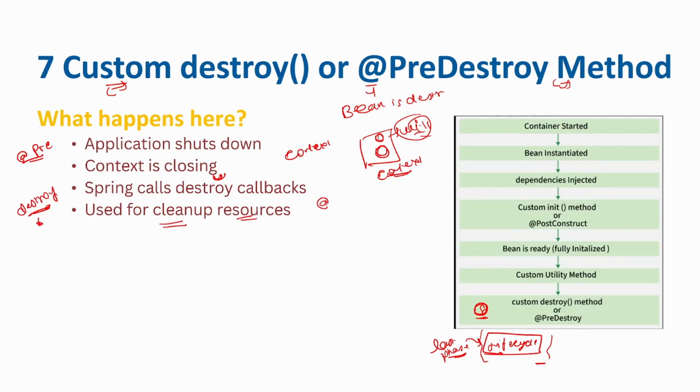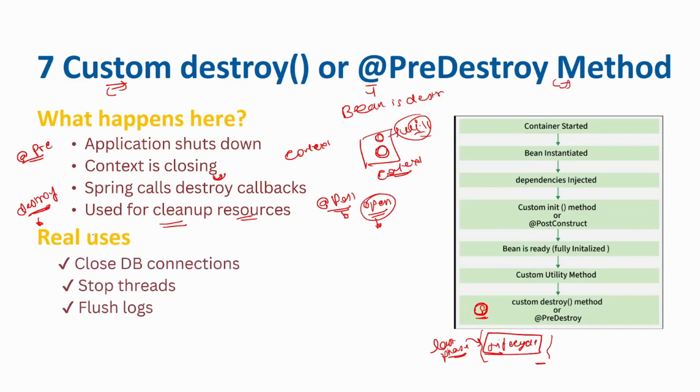It is used to clean up the resources. For example, if we have opened a DB connection in the post construct method, we need to close this DB connection in pre-destroy. So it is used to clean up resources, like closing the DB connection, stopping the threads, and flushing the logs. These are the real world use cases of the custom destroy or pre-destroy methods.